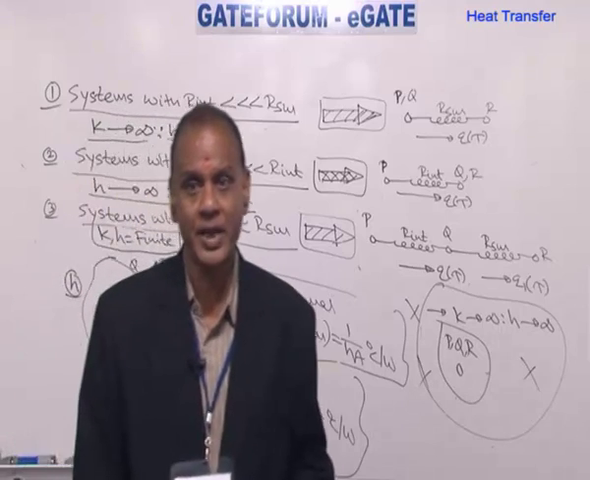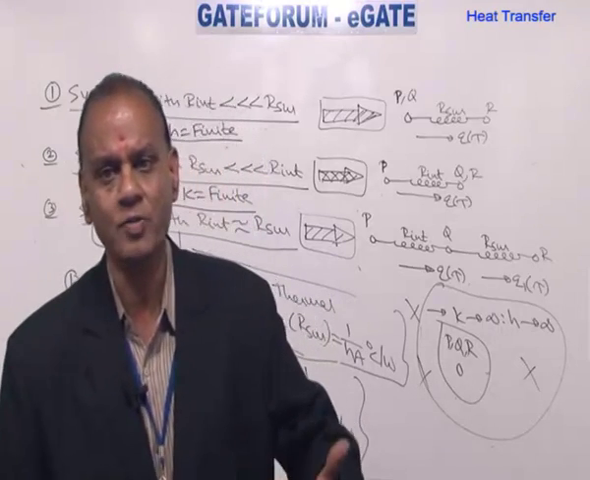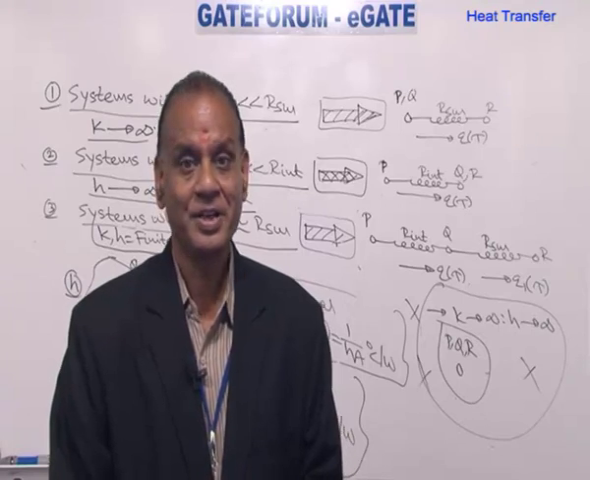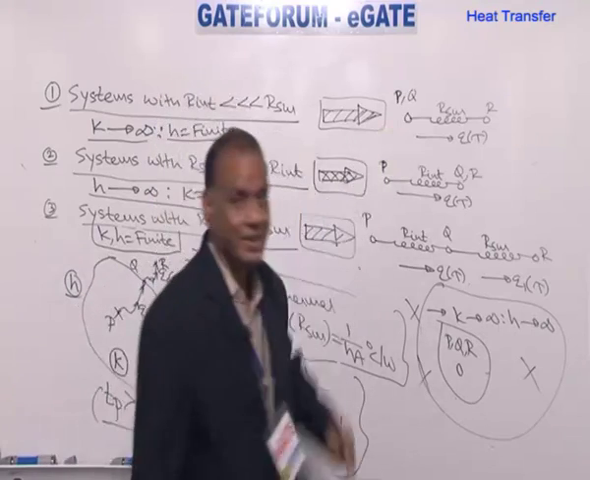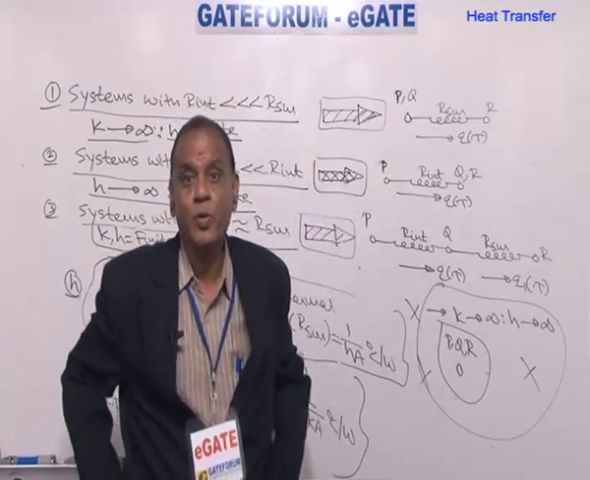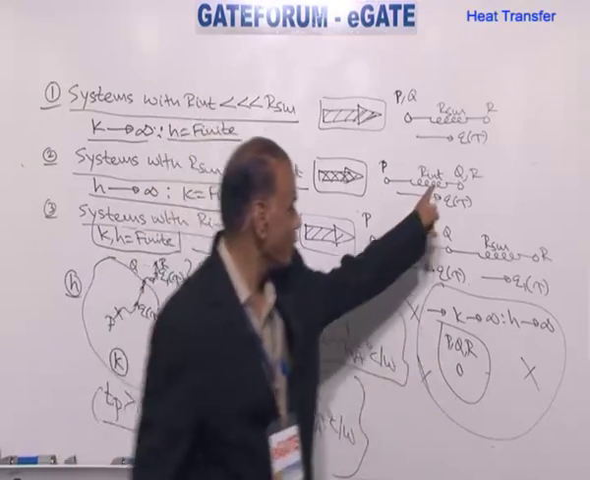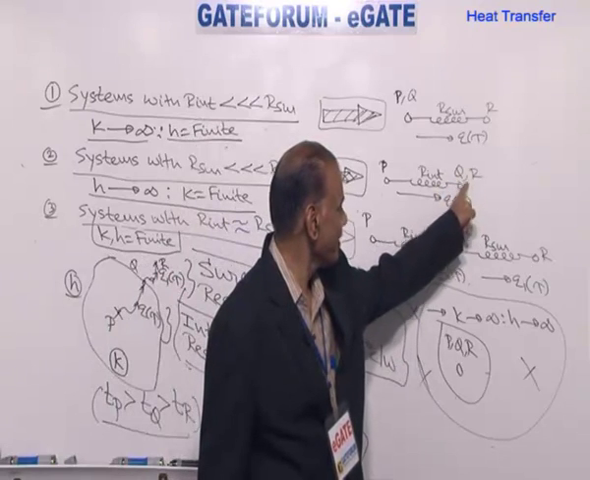Temperature is not changing between P and Q because of very large value of K. So P and Q are coinciding, like what you have here. Temperature is not changing between Q and R because of negligible surface resistance, or infinite value of H. Q and R are coinciding, like what you have here.